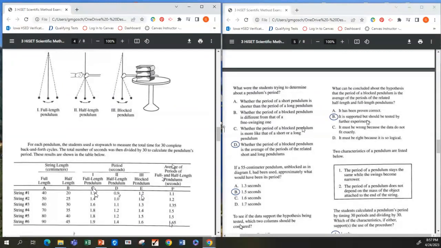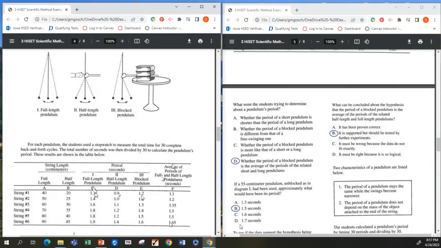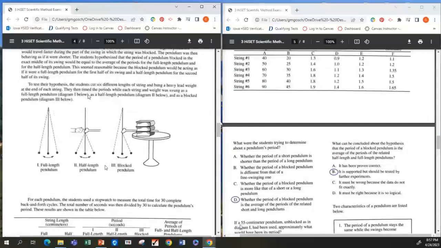Whether the period of the block pendulum is more like that of a short or a long pendulum. They notice that it's not like either. It behaves differently. Whether the period of the block pendulum is the average of the periods of the related short and long pendulums. Now I'm going to go back here. This is their theory right here.